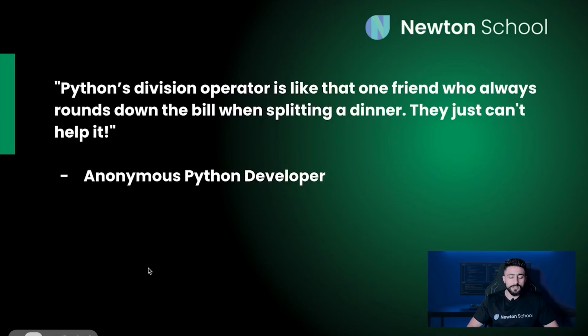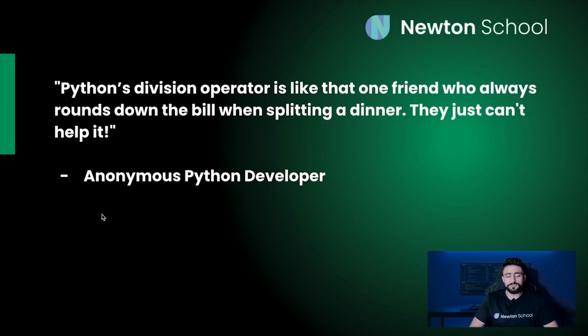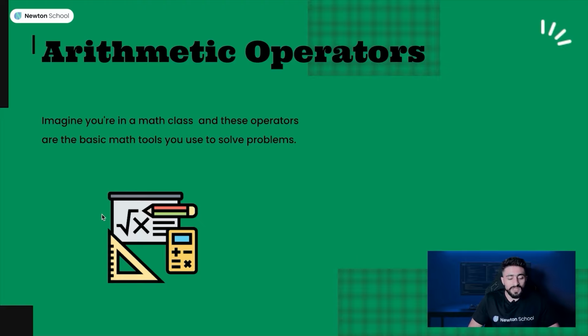Let me show you. The Python division operator is like that one friend who always rounds down the bill when splitting a dinner. If you divide 13 by 5 with the floor division operator, it is 2 point something, but it is always 2, rounded down. The division operator gives you the exact value, and the floor division gives you the lower floor value of that output. Imagine you are in a maths class and these operators are the basic maths tools you use to solve problems. These are the arithmetic operators.